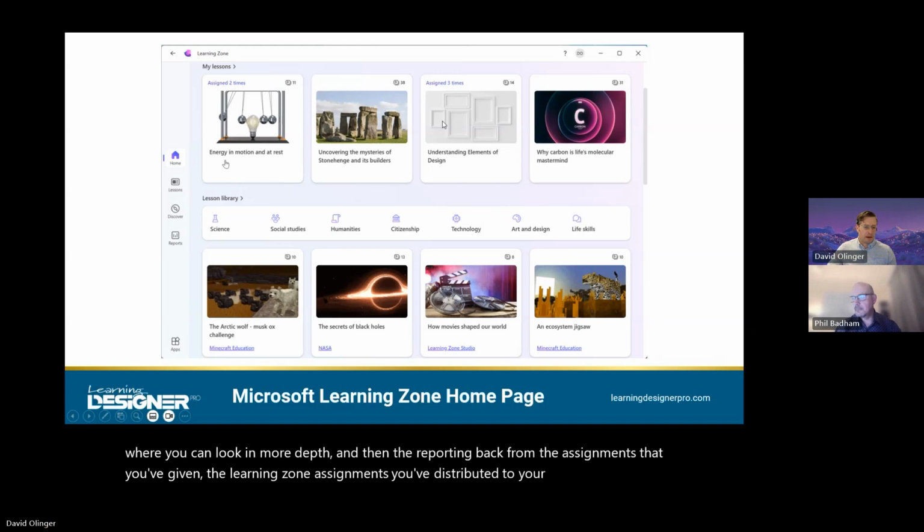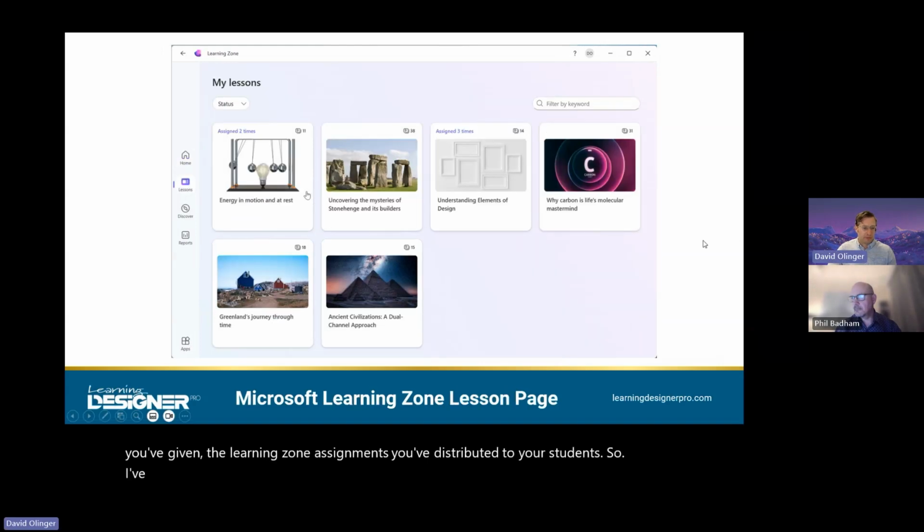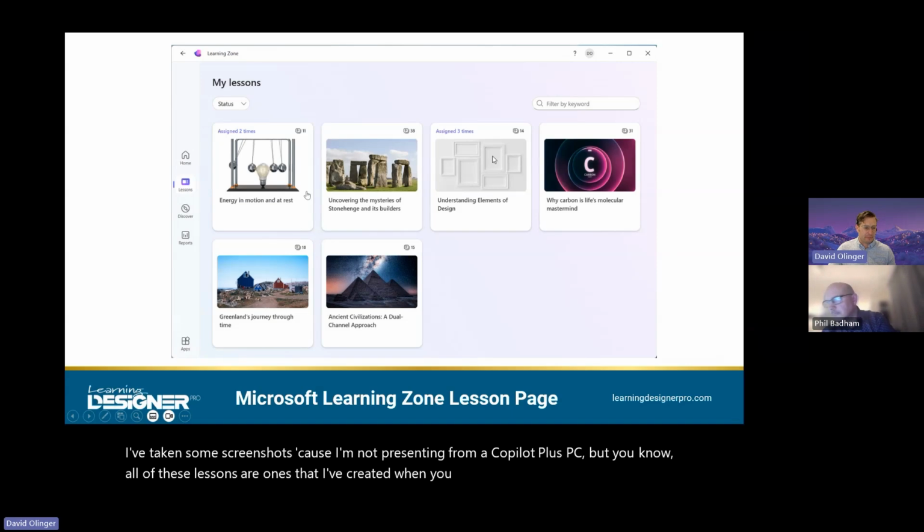I've taken some screenshots because I'm not presenting from a Copilot Plus PC, but all of these lessons are ones that I've created. When you assign them, it'll say how many times you've assigned them.